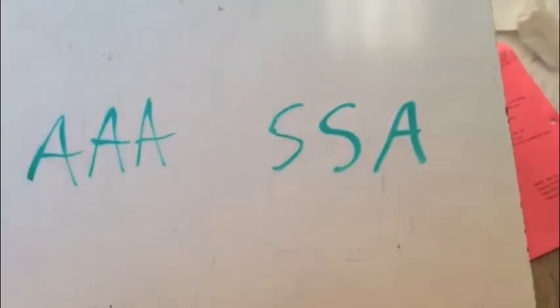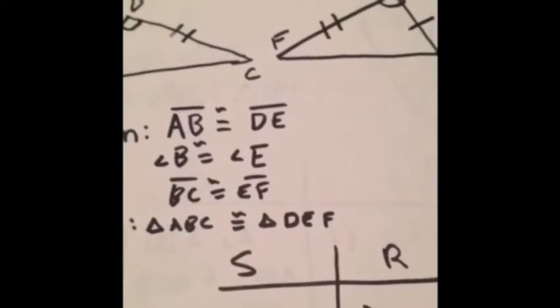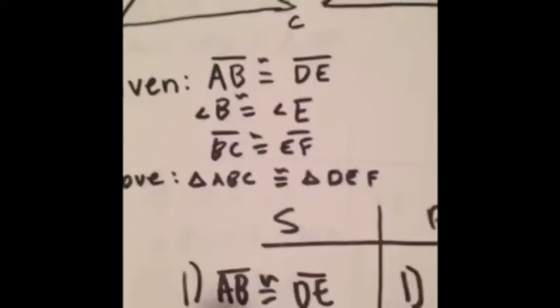Not angle, angle, angle, or side, side, angle. These are not allowed. Now we're going to do proofs using the triangle postulates that we just used. And here's the first problem. It's a pretty simple one.